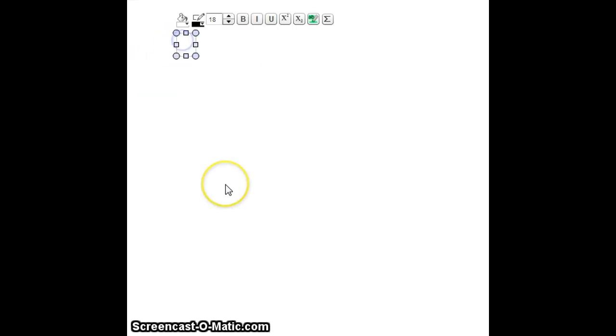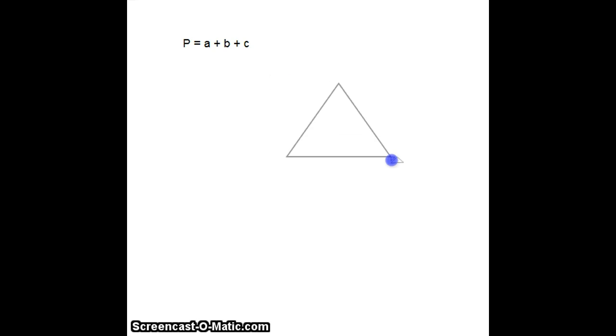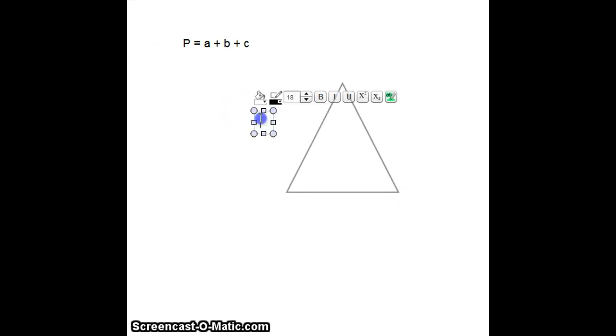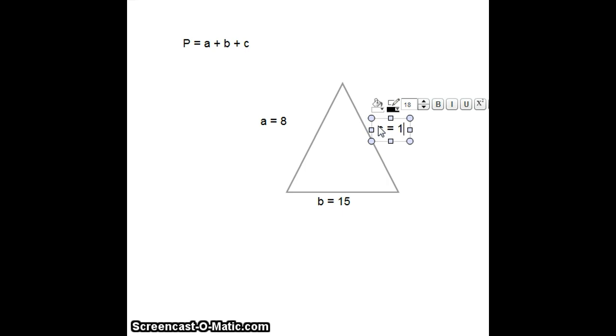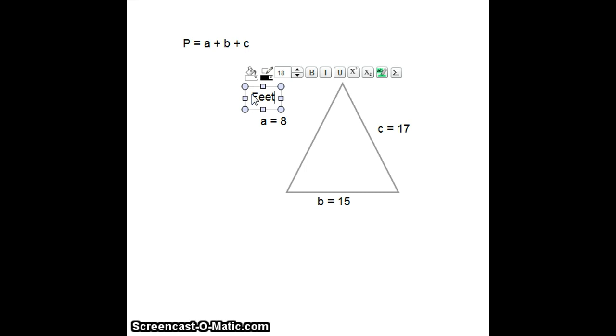Let's plug this into a geometric expression. We know that the perimeter of a triangle is equal to the sum of the lengths of its sides. So perimeter equals A plus B plus C. What if we have a triangle here whose A equaled 8, B equaled 15, and C equaled 17? So this is what we have here. We want to find the perimeter of the triangle, and the dimensions are all in feet.